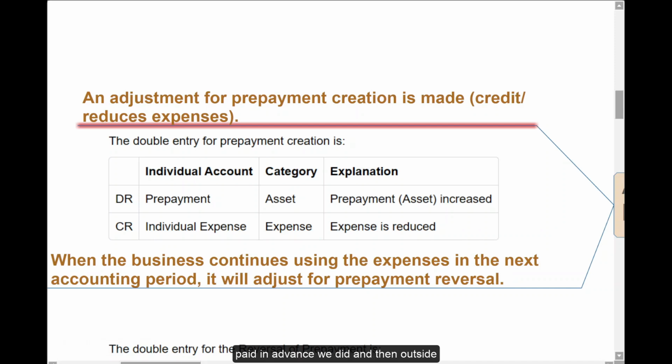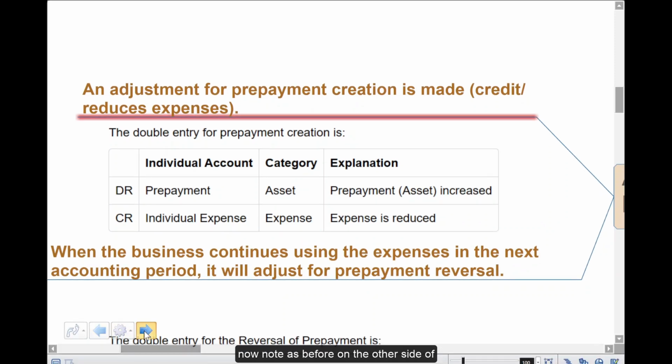We paid in advance. We shouldn't have paid in advance. And then outside of that, we credit the individual expense account. Now, why do we do that? Because originally, when we made this payment in advance, we debited the expense account. So we overloaded the profit and loss account. We overloaded, let's say, electricity or heat and light costs with an expense that doesn't relate to this period. So therefore, we must reduce the expense, credit expenses to reduce them.